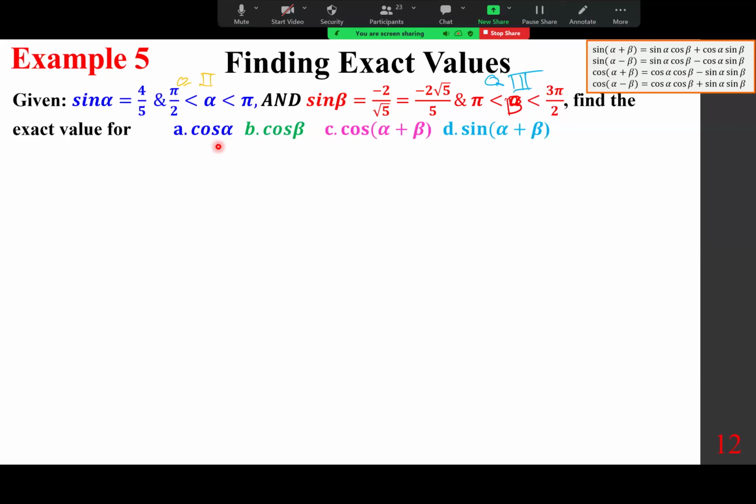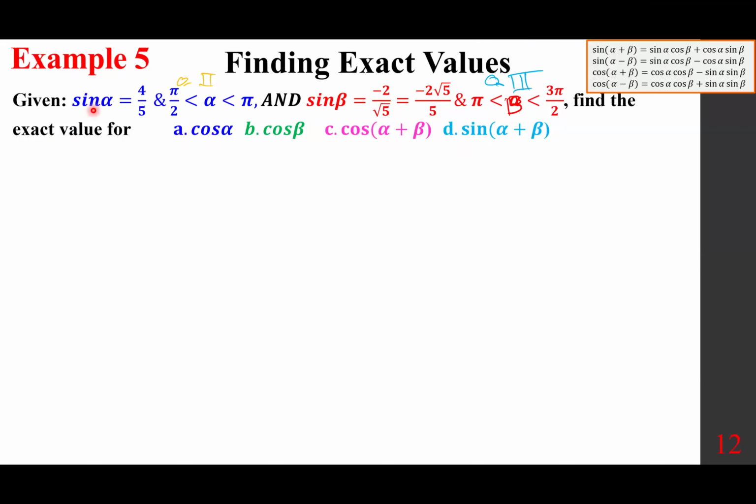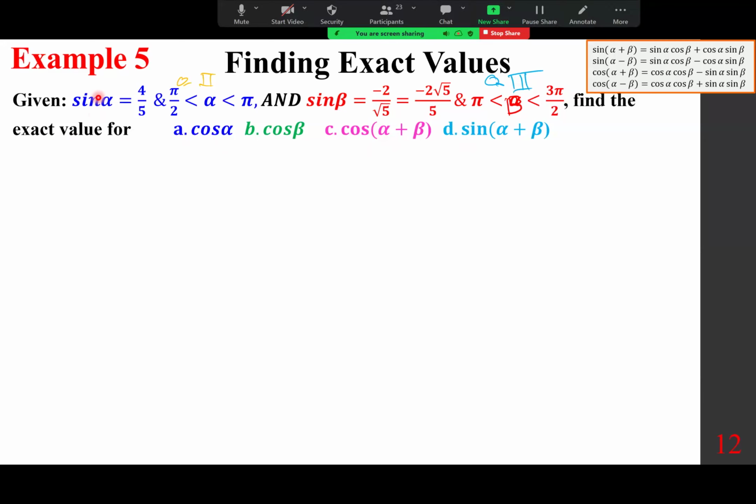Find the exact value of cosine alpha, cosine beta, cosine of alpha plus beta, sine of alpha plus beta. All right. Remember, we have sine alpha, we want to find cosine alpha. We have sine beta, we want to find cosine beta. And when we find those, then we use these formulas and we'll find the answer for cosine alpha plus beta and sine alpha plus beta. So what do we do?